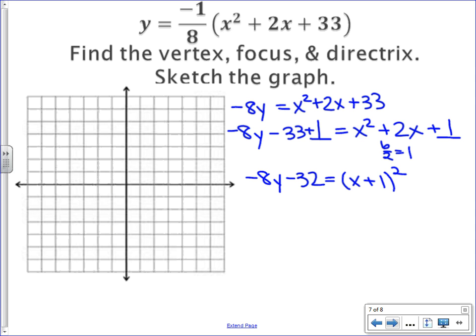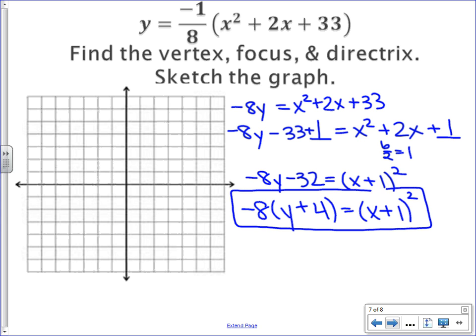Okay? Now, are we in standard form? No. That coefficient has to be factored out of the non-squared variable. So, we need to factor out a negative 8, which leaves, very good, y plus 4. Now we are in standard form. Once we're in standard form, the hard part is over. Okay, now we just have to identify everything.